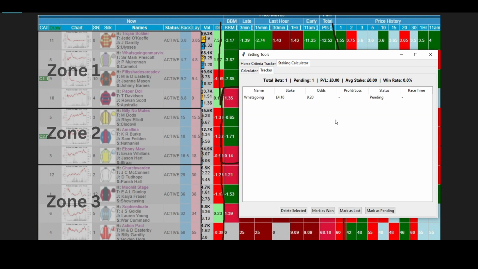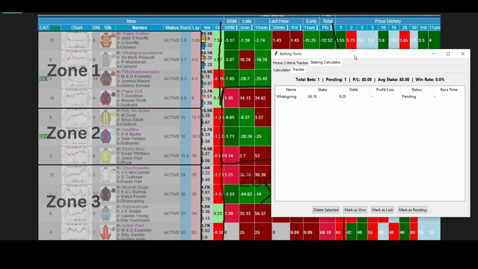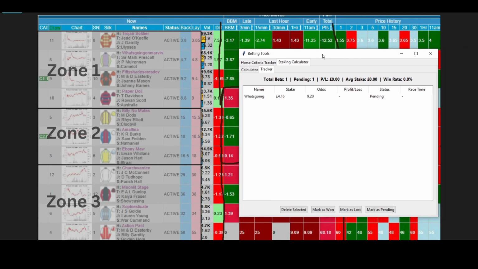And we pop that in, and that's gone into our tracker. So we have our first bet. We'll come to the Betfair bit in a second.